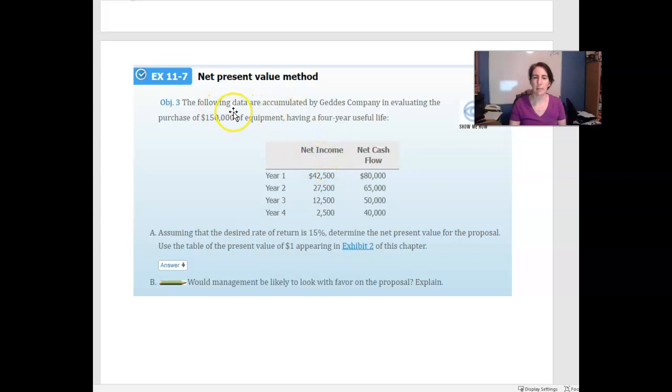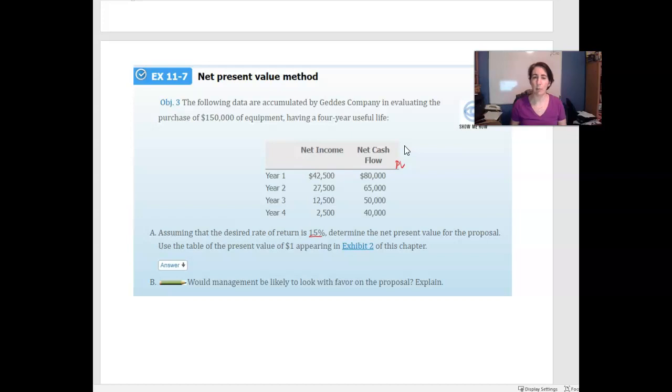So for this one, the example net present value method, it's one of your homework problems, it says we're evaluating the purchase of a $150,000 piece of equipment having a 4-year life. The net cash flow is different every year, which means we cannot use the annuity table. Which means, for example, this first year, this $80,000, I'm going to have to go to the present value table, and I'm going to have to look at the period being 1, because it's 1 year out, and the interest rate is 15%.